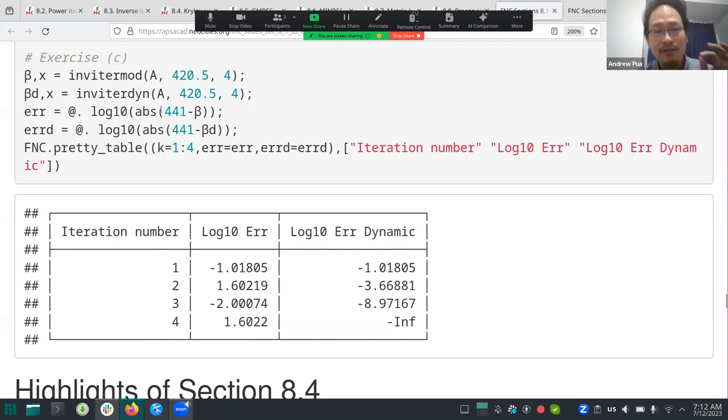If my error criterion were how far the eigenvalue is from 441, then things are working very well. But if you try modifying this to 400, I think you'll get not very good results for the dynamic part, if I recall correctly. So you can have a play for that part, so that you can see that you really have to be very clever about the starting point, and the dynamic shifting could only do so much. Yeah.